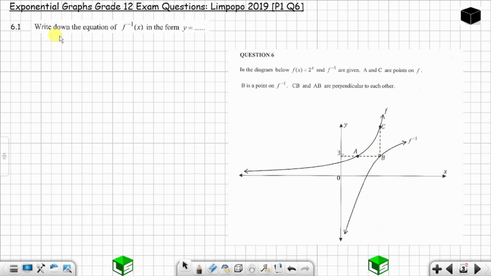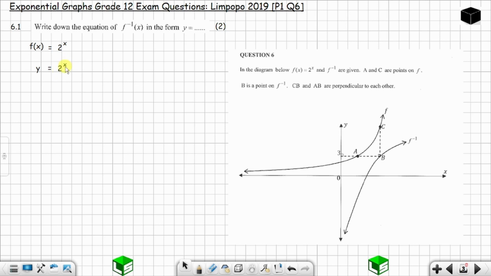6.1, write down the equation of the inverse of f. The question is 2 marks. Let me show you the steps how you can get the inverse of f. You are given f of x is equal to 2 to the power of x, and the question is to find the inverse of f in the form y is equal to. We have to change f of x first to y, so y is equal to 2 to the power of x.